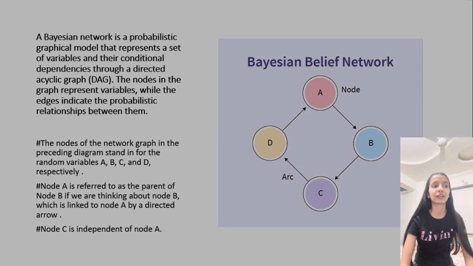Node A is referred to as the parent of node B. If we are thinking about node B, which is linked to node A by a directed arrow, it means A is linked to B. A is the parent of B and B is the child. Node C is independent of node A because there is no arrow between A and C.